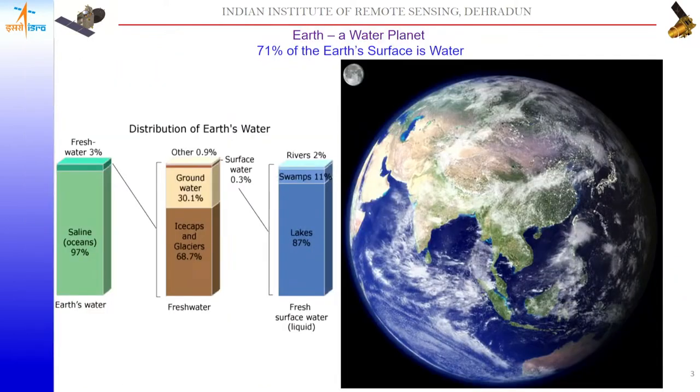So if you see our planet Earth, we call it the blue planet, and it is primarily due to the presence of water, which is nowhere found in the solar system in that much quantity, and also in all its three phases, that is liquid, water vapor, and in the solid form.